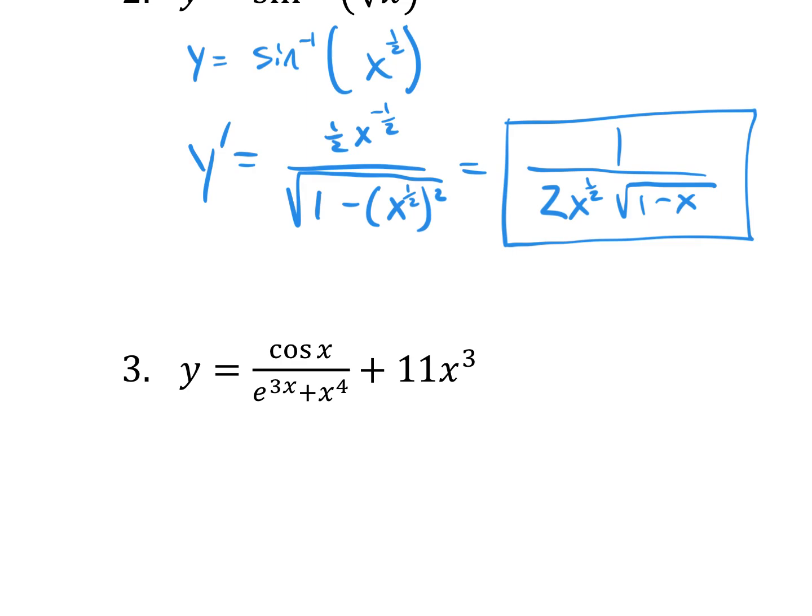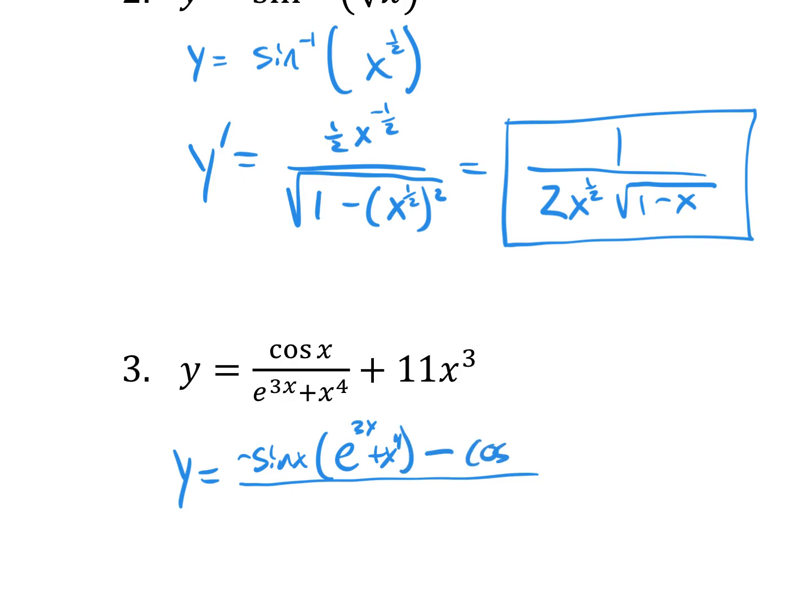For this one, no rewrites really needed. We have the quotient rule. The quotient rule says derivative of the top, which will be negative sine x, times the bottom, e to the 3x plus x to the 4th, minus the top times the derivative of the bottom.